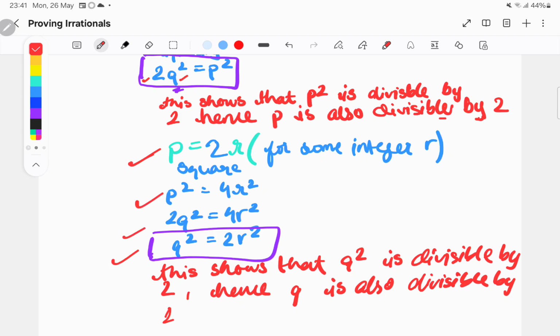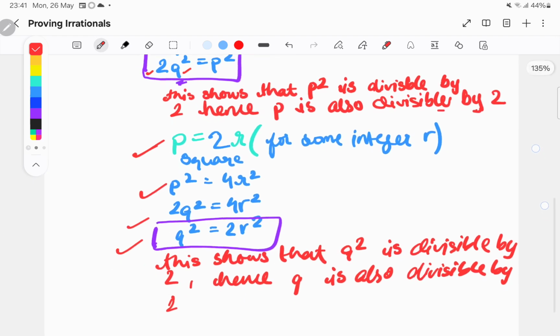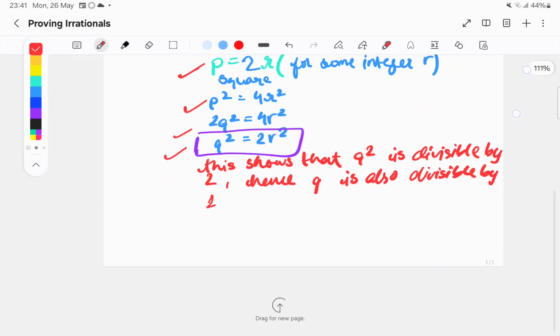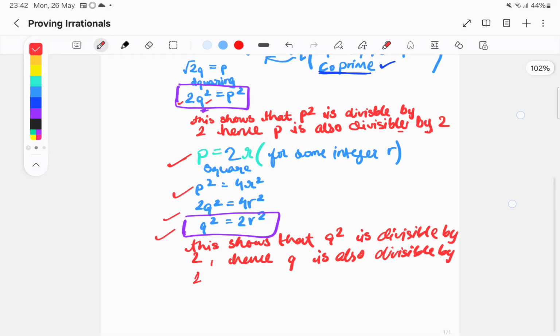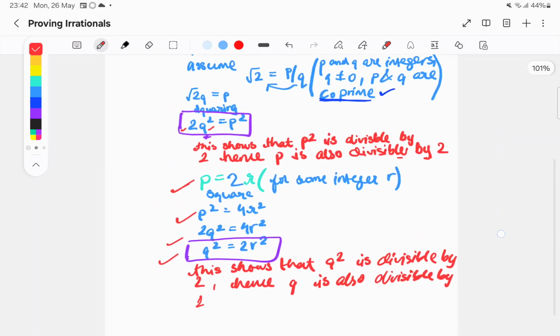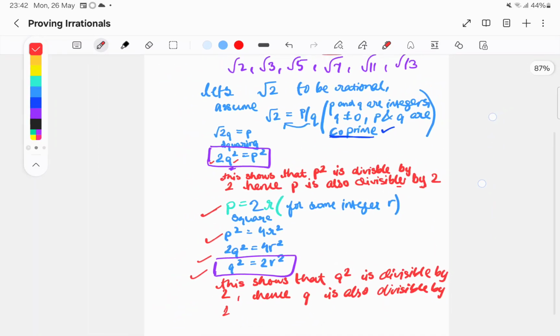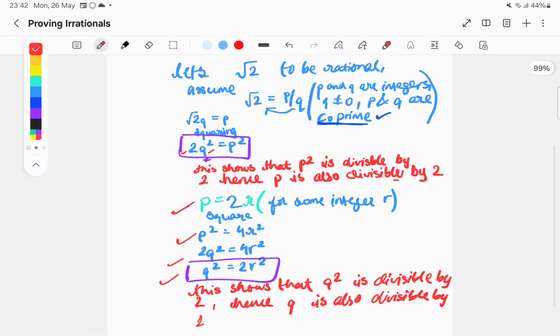Same thing we did, and we wrote the same conclusion with the same things. Now what do we conclude now? Now let's check, this is our full proof, by the way. Now if you look over here, we took p and q co-prime. Co-prime means that HCF should be equal to 1.